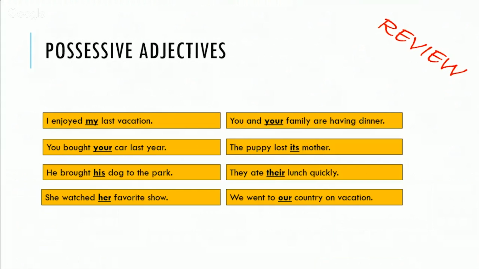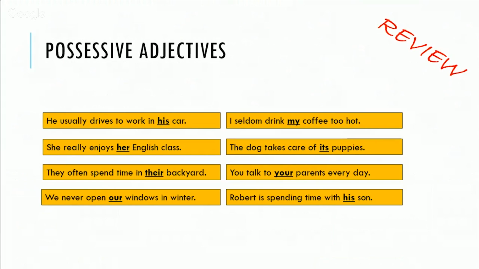And we went to our country on vacation. Our is a possessive adjective. It describes the country as belonging to us or to the subject, which is we. Okay, so that's the first page.